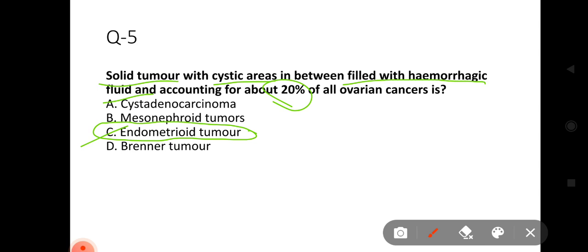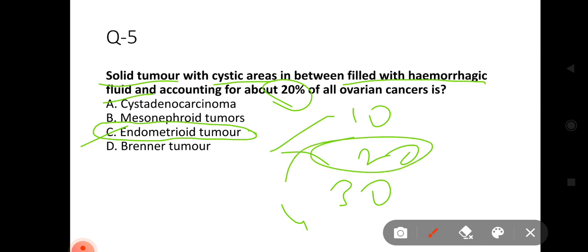Now, how indirect questions are framed from previous year questions, you can understand by this example. A question can be framed as: endometrioid tumor comprises almost how much percentage of total ovarian cancers? If they give options 10, 20, 30, 40, you should choose 20. So indirect questions can be formed. It's not necessary that the exact same questions will be repeated every year, but the purpose of doing previous year questions is that indirect questions are formed in any manner.